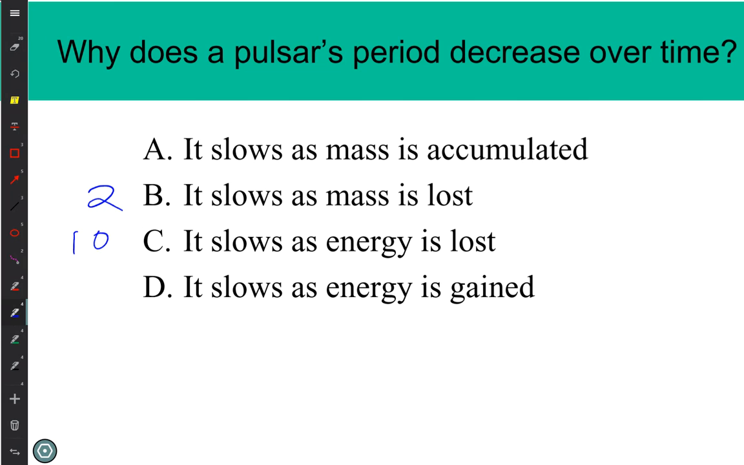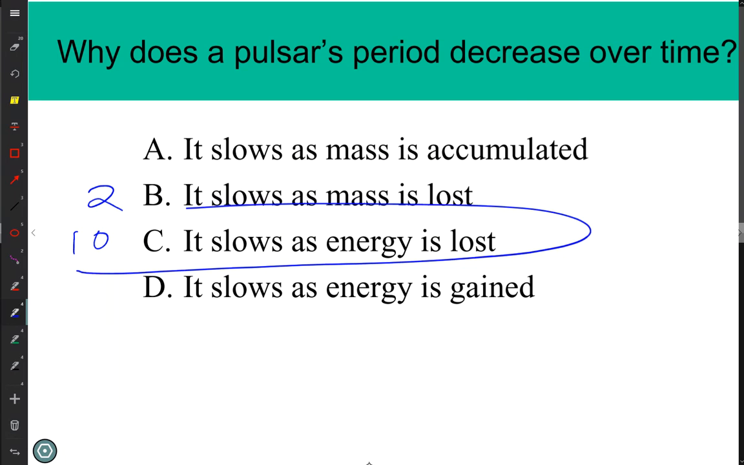Perfect. He remembered my example with Latifah spinning around and there was friction that made her slow down. And he said it's the same thing. You're going to have something that's going to make it lose energy. In this case, it's losing energy because of the energy that's going out in the pulses. So that was the perfect answer.